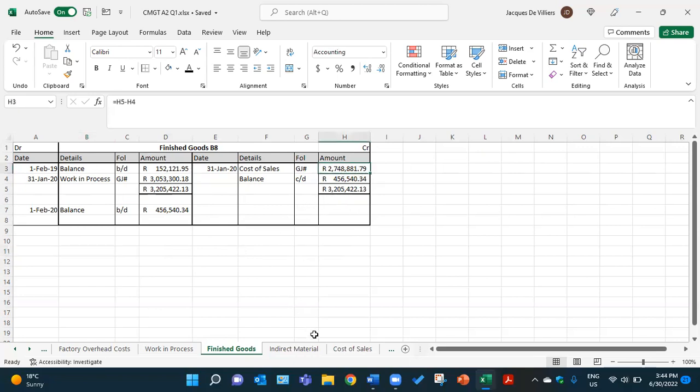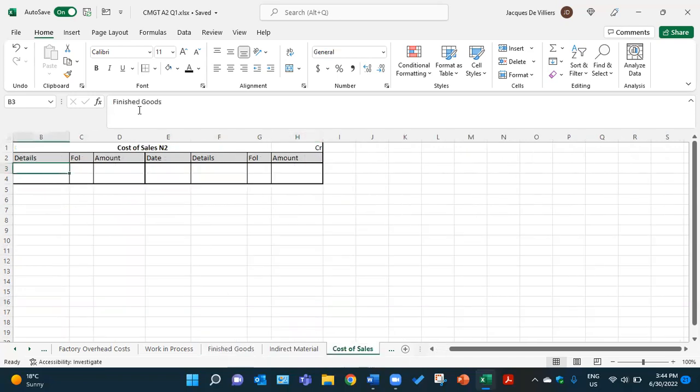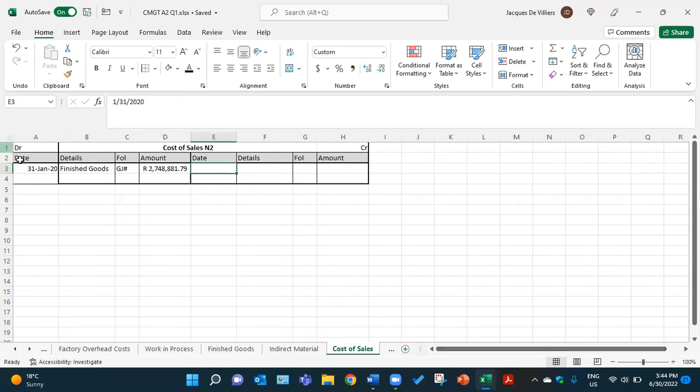So now when I'm doing my cost of sales, I'm expecting an entry on the debit side that says finished goods to that amount. And that is exactly what I have. Finished goods, recorded in the general journal, to the amount that's there on the 31st of January. I'll fix this later. Clearly, when I wanted to put it in a dark block, I missed a column. I will fix that.